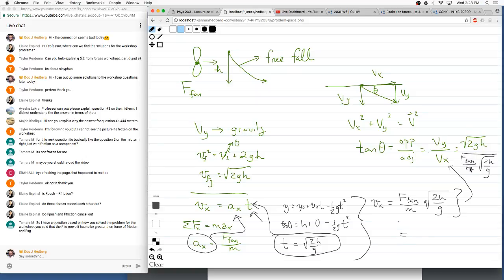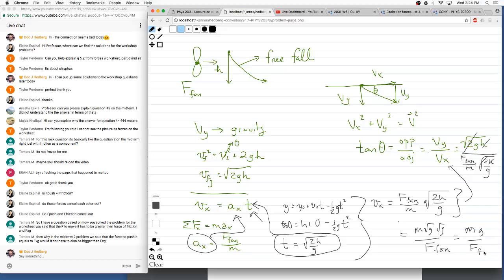If I simplify it, I can see the 2's are going to cancel, the h's are going to cancel, the g's are both going to go up, and the m is going to go up, and I'll have m times root g over f fan, which equals mg over f fan.